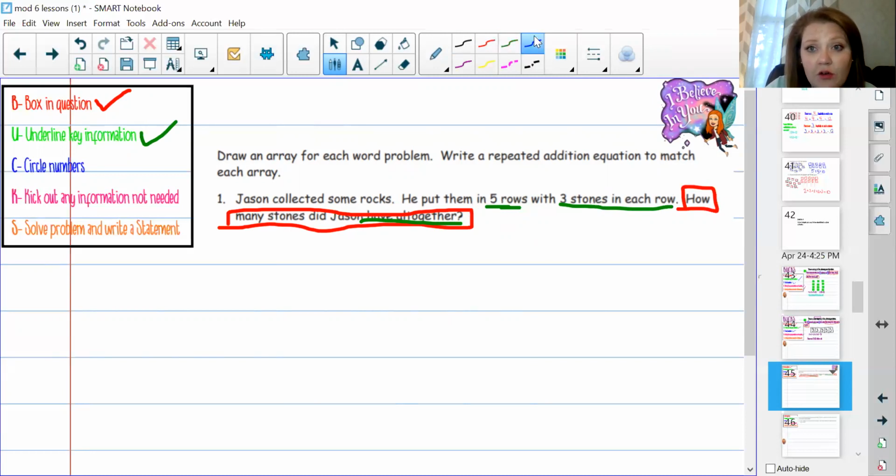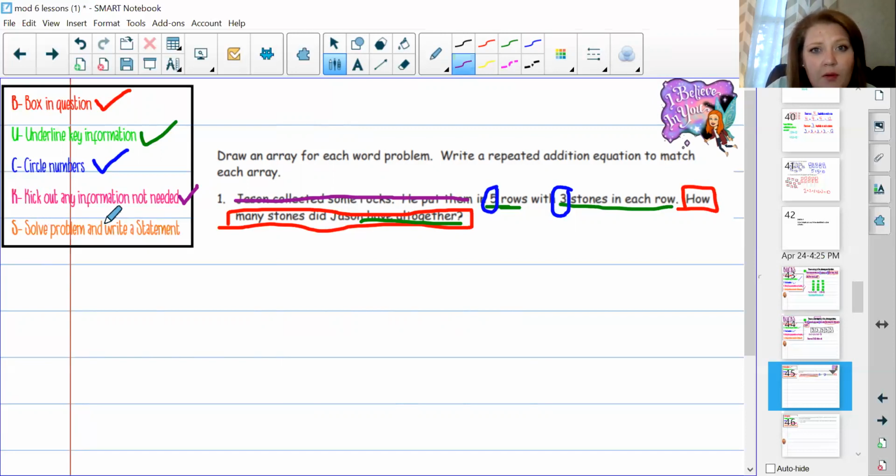Now I need to go ahead and circle some numbers. So I see the number 5 here, so I'm going to circle the number 5, and I'm going to circle the number 3. And remember, guys, if I'm going a little fast, pause the video and go ahead and do it, okay? Okay, and we circled our numbers, cha-ching. Let's do our purple. Let's kick out any information we don't need. We don't need Jason collected some rocks, and we don't need he put them. We don't need that. Just gonna kick it out of there. It's extra words that we don't need. We're just gonna focus on the stuff that we do. All right, we did our K, so cha-ching.